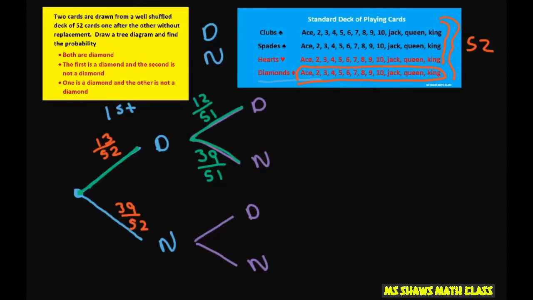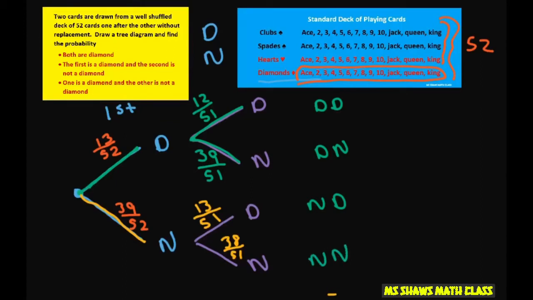All right, for the second part, not diamond, then diamond. So you still have 13 diamonds if you didn't draw a diamond the first time, but there's only 51 cards because you already drew one card out. And then a not diamond, you didn't draw it the first time, so there's only 38 out of 51. All right. So basically these are our sample spaces. You have diamond, diamond, diamond, not diamond, not diamond, diamond, and not diamond, not diamond.